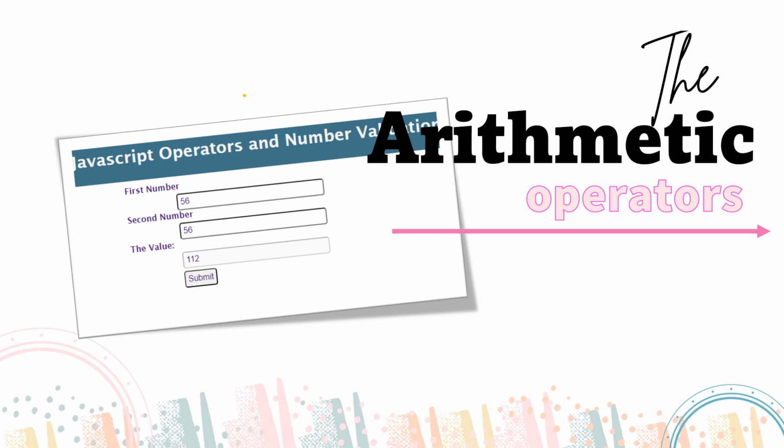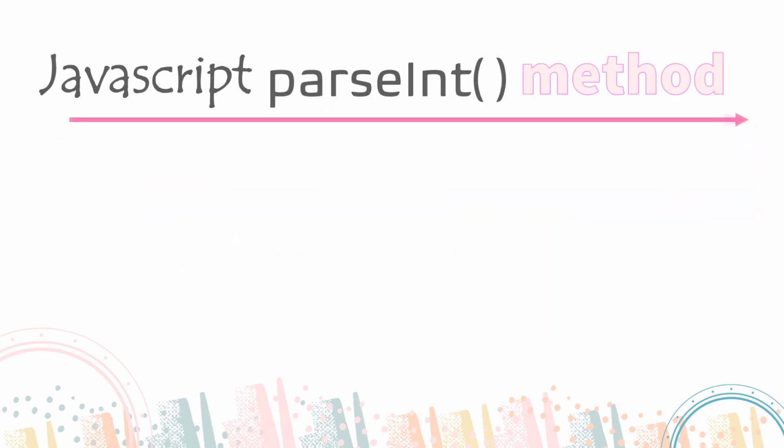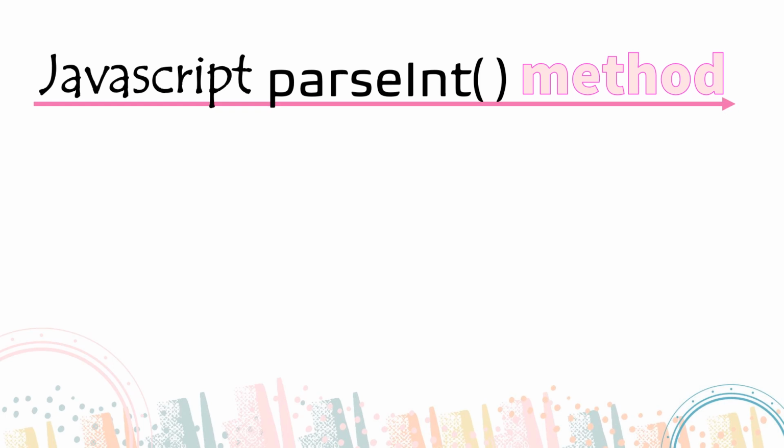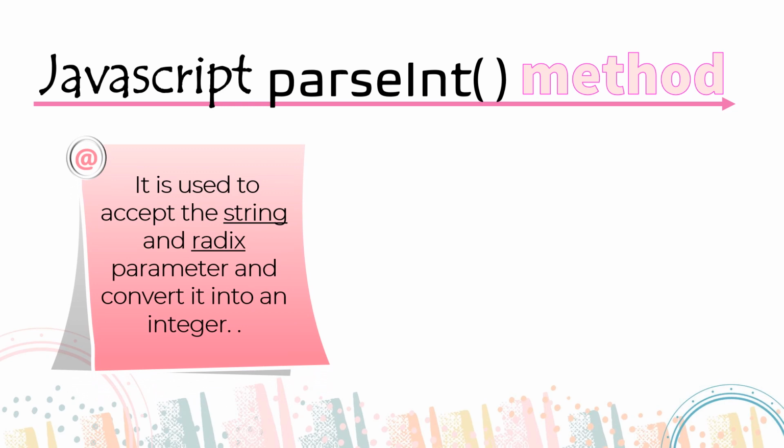This video talks about JavaScript. What is the parseInt method in JavaScript? The JavaScript parseInt method is used to accept a string and radix parameter and convert it into an integer.